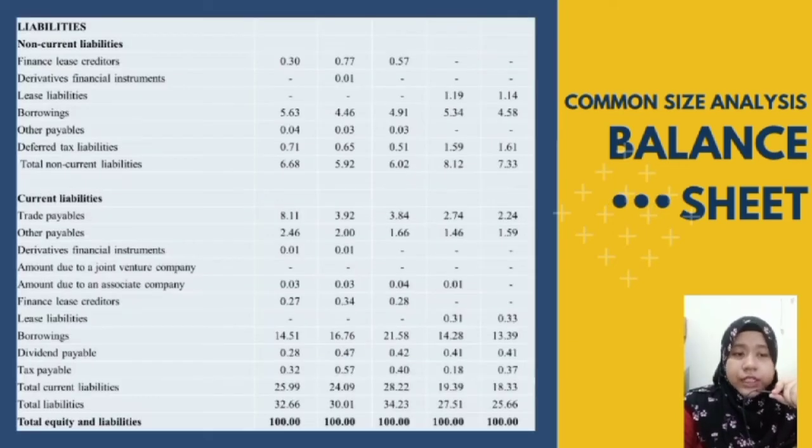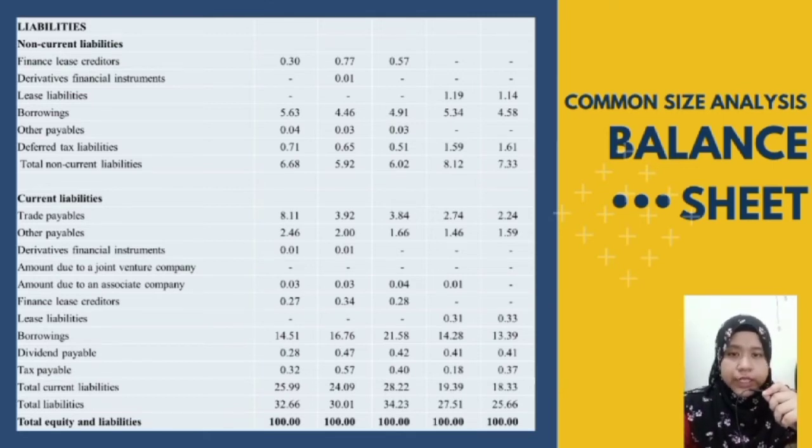Next, the percentage for employees' share option reserve has increased steadily from year 2017 till 2021. Meanwhile, the total liabilities for Pantech Group Holdings Berhad have decreased from 32.66% to 30.01% in 2018. However, the percentage has increased in 2019 and decreased again in year 2020 till 2021.